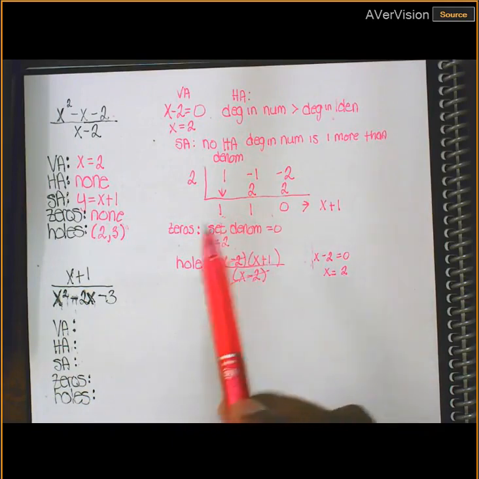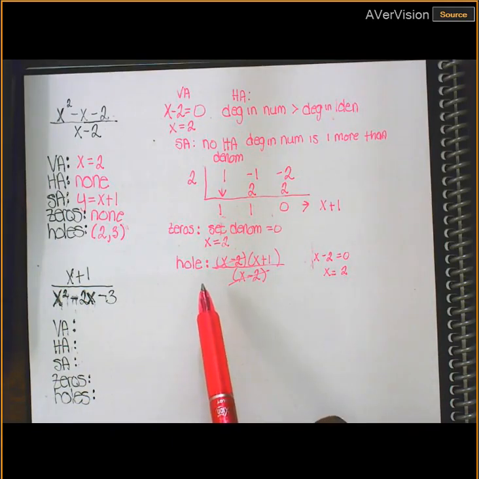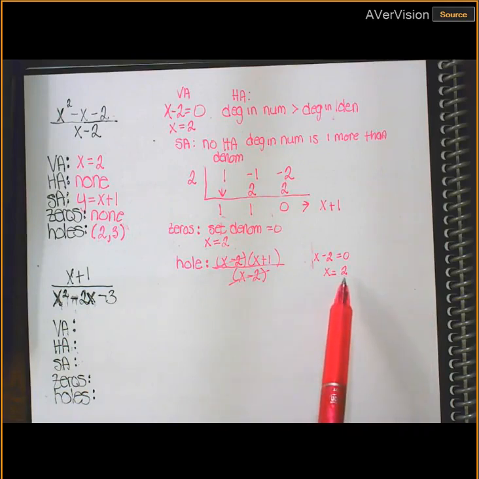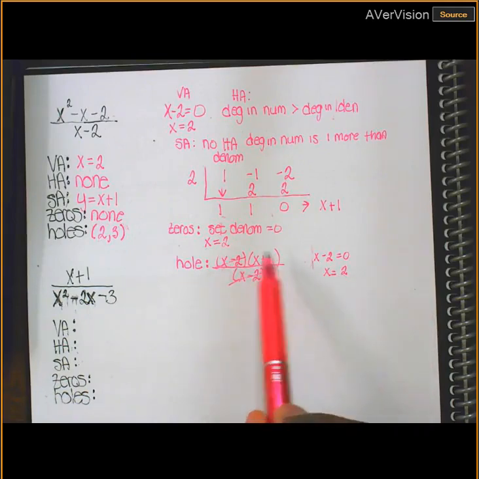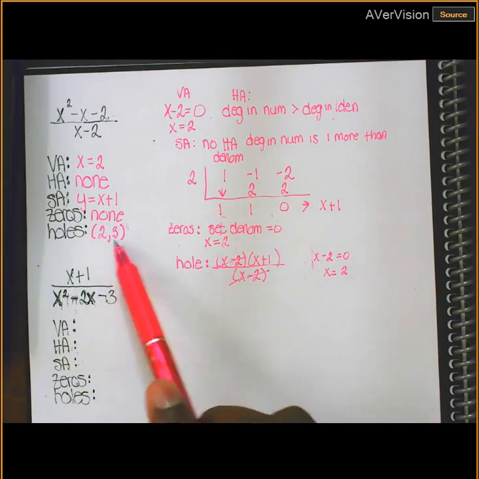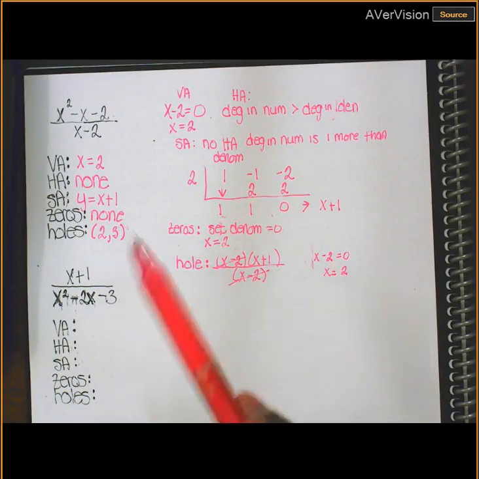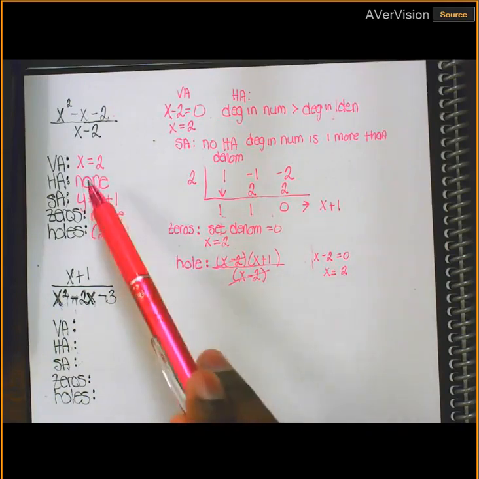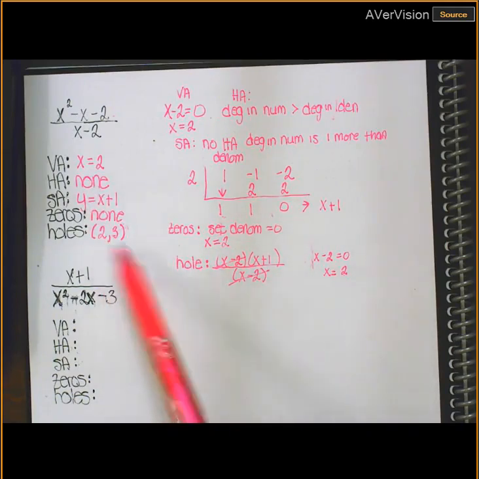All right, so after we've determined that we have a hole, we take whatever that hole is and plug it into what's left of the fraction, and that'll give the y value. If we were to graph this function, you'll see that we actually do have a hole at 2, 3.